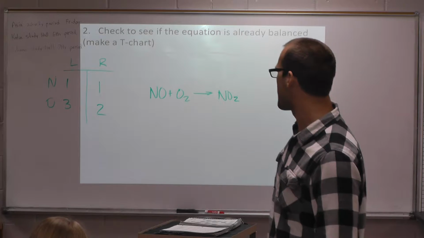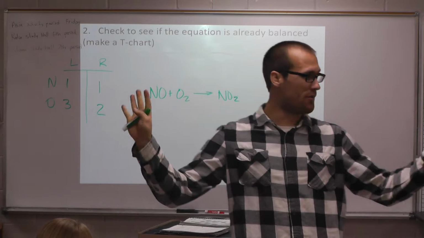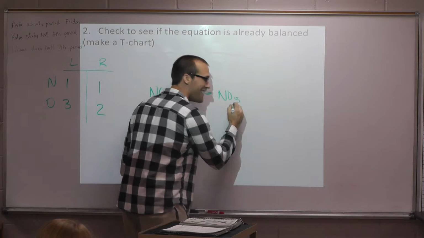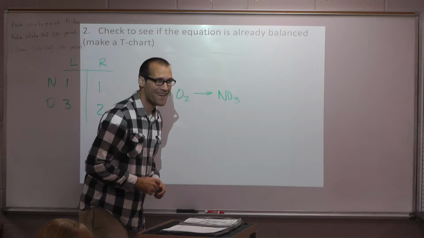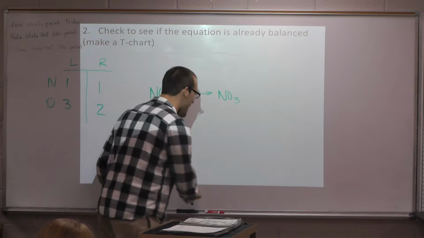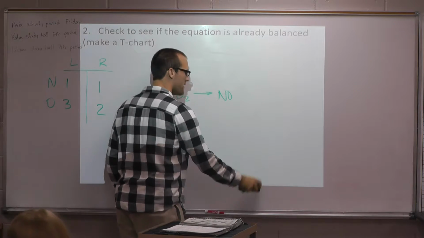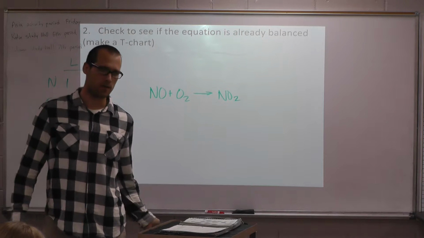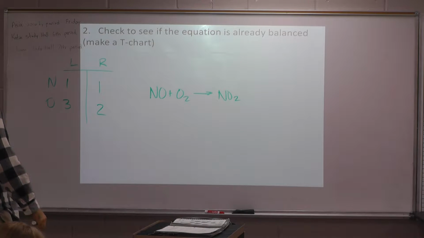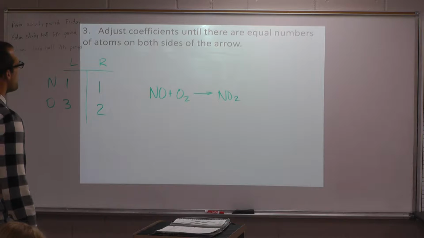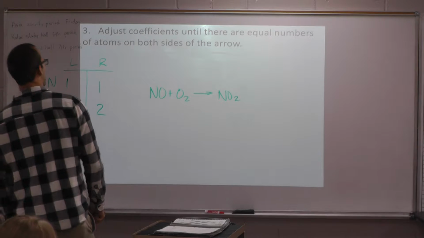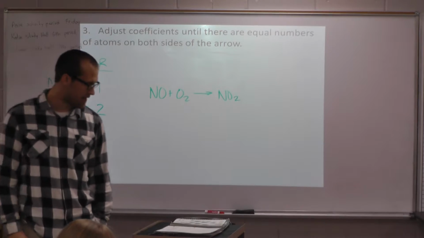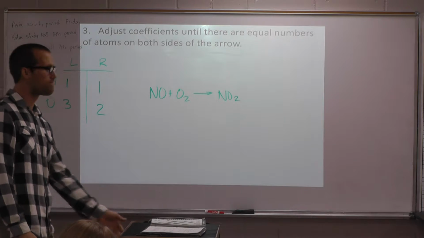We destroyed an oxygen. Oh, but wait! There's more. No! Do not do that! Okay, this is where coefficients come into play. Once we've identified that we have not balanced them, we can move on to step 3. Adjust coefficients until there are equal numbers of atoms on both sides of the arrow.